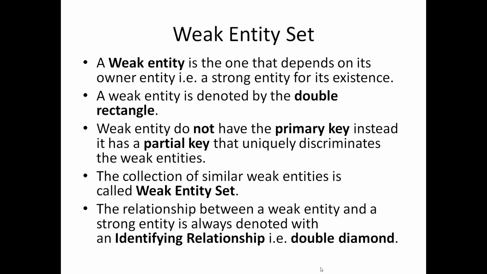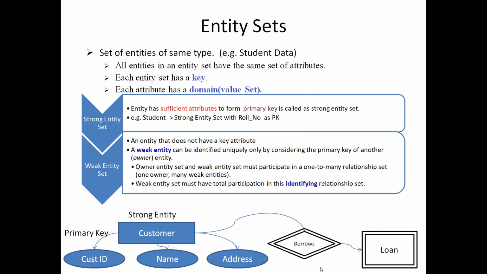So as I mentioned, the loan number can't exist on its own. It has to be identified using the customer number, like which customer ID has which loan number. So that's where this partial key of uniquely discriminating the weak entity comes into the picture. The collection of similar weak entities is called a weak entity set. So a customer might have multiple loans. That becomes your weak entity set. The relationship between a weak entity and a strong entity is always denoted by an identifying relationship. That is the double diamond that we looked at in the last slide.